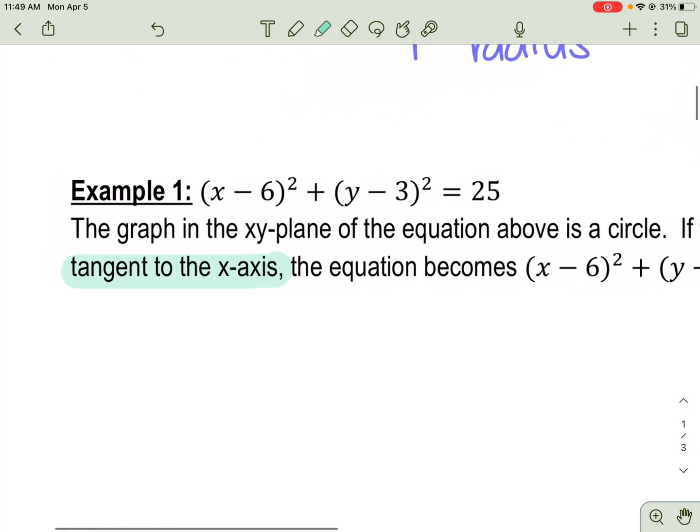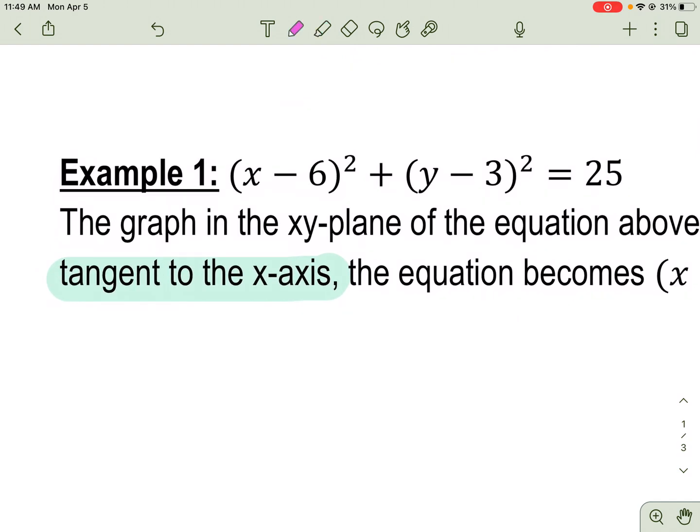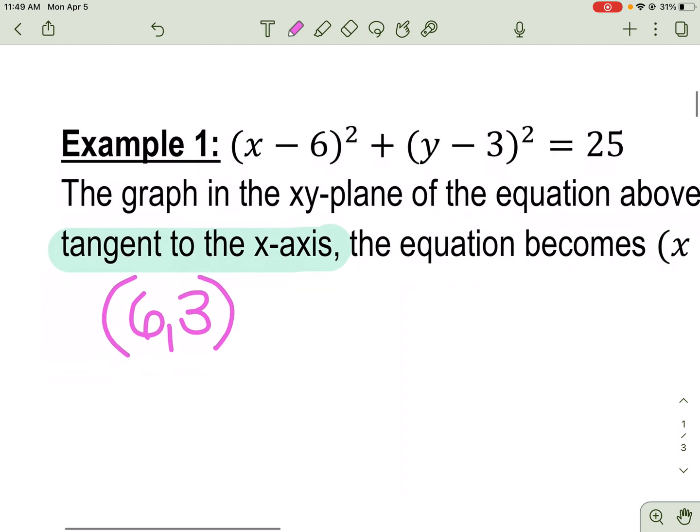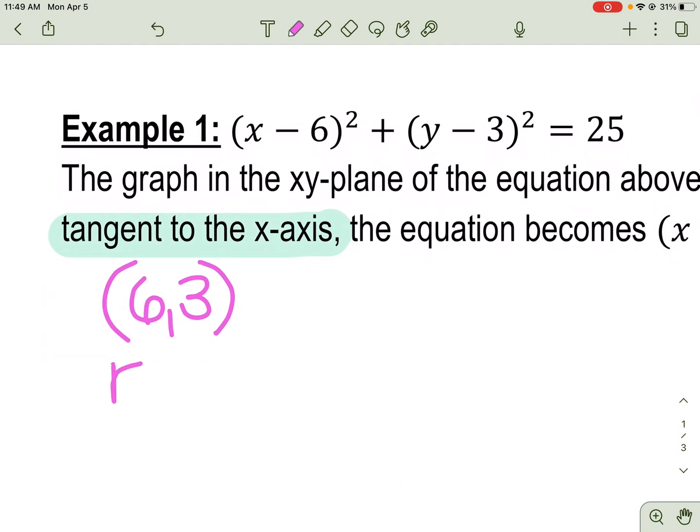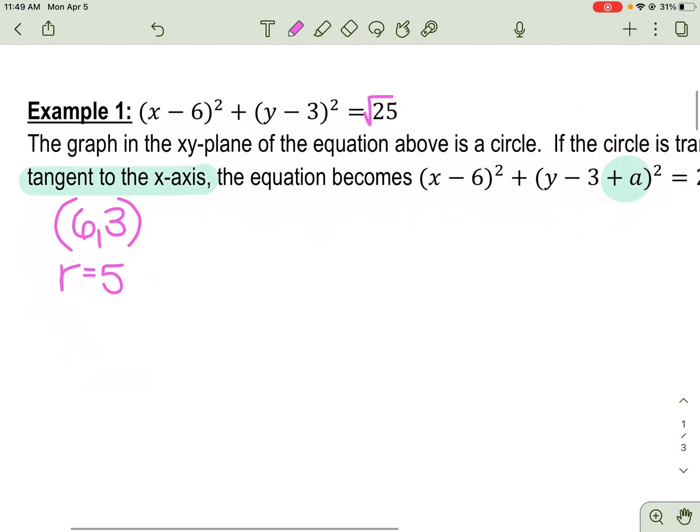Okay, so let's look at our equation here. Going off of the equation that we just learned, okay, the center of the circle is going to be at positive 6, positive 3. Okay, it's minus 6, minus 3 in the equation. It's the opposite sign. Okay, and the radius is going to be 5. Since the equation is equal to 25, I square root it to get the radius, which is going to be 5.